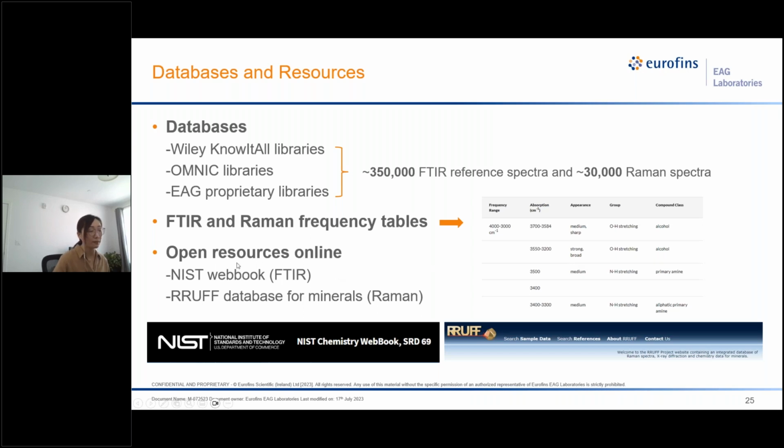Additionally, there were two open source libraries online that I want to mention, and I know most people are probably not aware of. One is called the NIST Webbook, which contains a good number of FTIR spectra for small organic molecules. There's also a database called the RRUFF database, which contains a good number of Raman spectra for a variety of mineral materials. Both of those databases offer the reference spectra in a downloadable format. So I highly recommend that you go ahead and check them out.